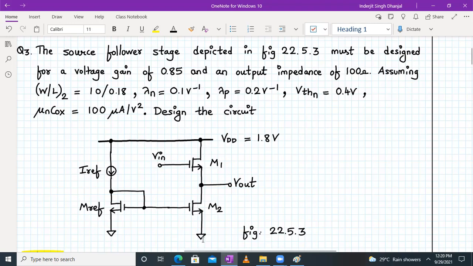So your M1 and M2 form the source follower network. Assuming W by L of M2 is given as 10 divided by 0.18, lambda n is given as 0.1, lambda p is given as 0.2, VTH n is given as 0.4, and mu n Cox value is given as 100 microampere per volt square. So we have to design the circuit. What do you mean by designing the circuit? We have to determine the sizing of all the transistors. For transistor M1 and M reference, M2 is already given, and also we have to determine the value of I reference. Fine. So VDD is also given as 1.8. So without further delay, let us begin with the design.